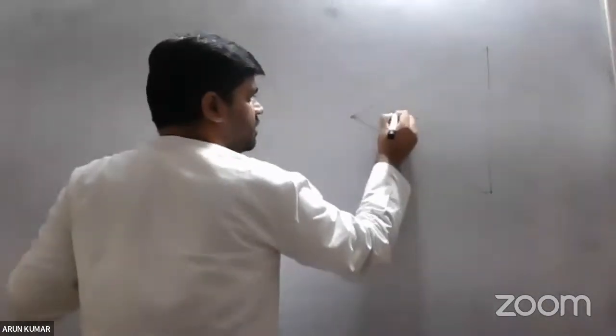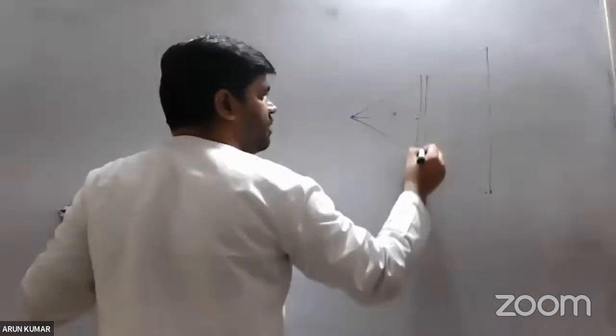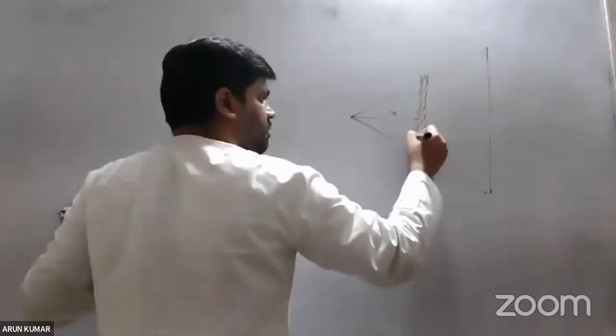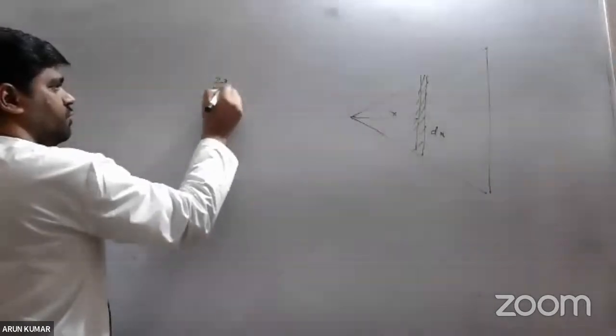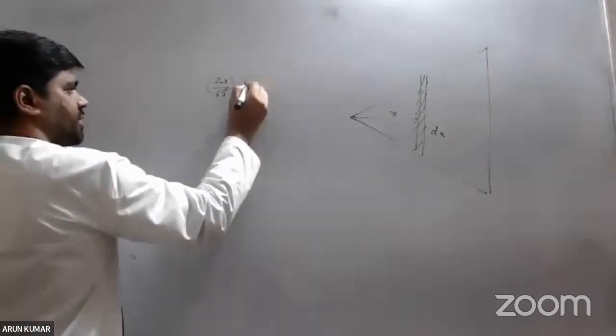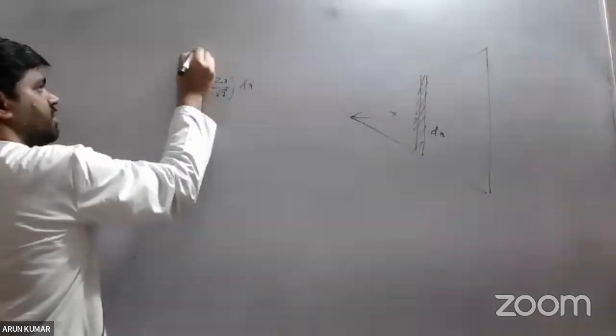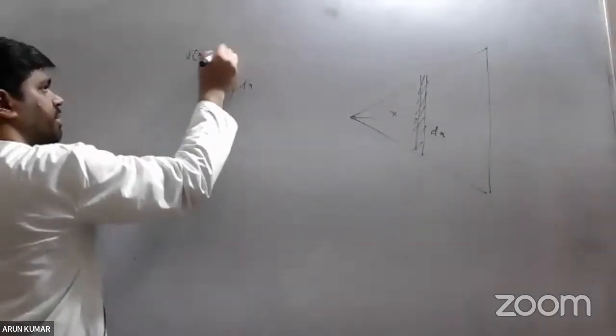So at a distance x, I consider a thin strip of width dx. So what is the area of that strip? 2x by root 3 into dx, because my mass is sigma of x into dA.